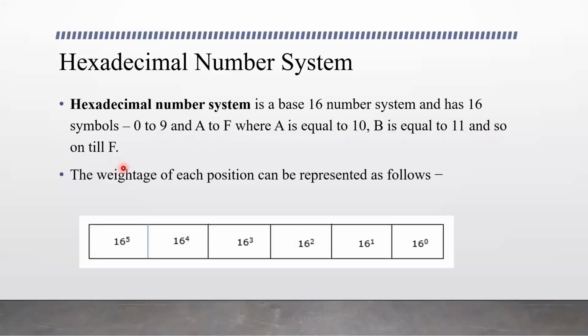The weightage of the position, as it is a number with the base 16, we represent it as a number with base 16 subscript, and the digit at the zeroth position has 16 power 0, then 16 power 1, 16 power 2, and so on.